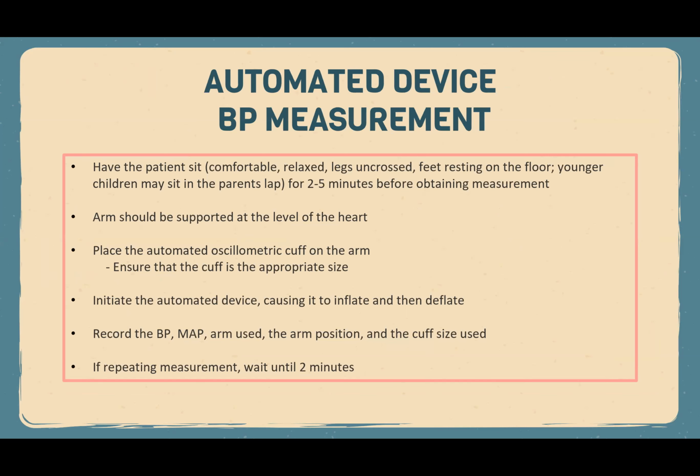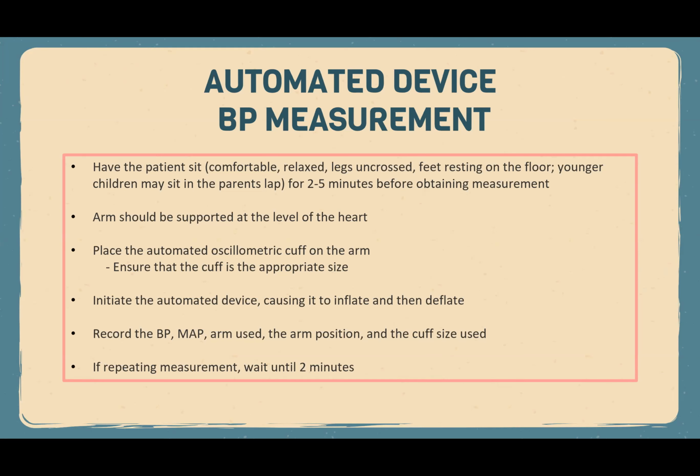This is the simpler measurement, where we need the same as for manual blood pressure measurement. We need to have the patient in a seated position, comfortable, relaxed, with legs uncrossed and the feet resting on the floor. For younger children, they may sit on the parents' laps for 2 to 5 minutes before obtaining the measurement. And then the arm should be supported at the level of the heart.